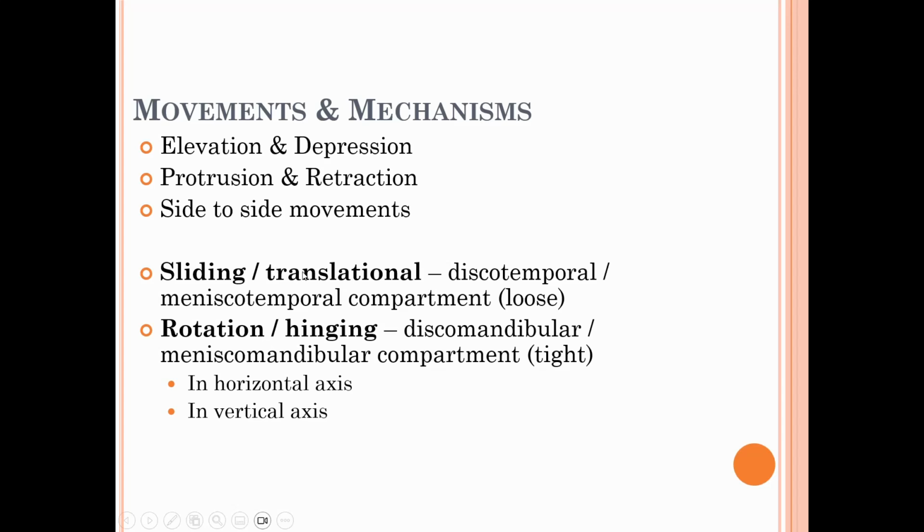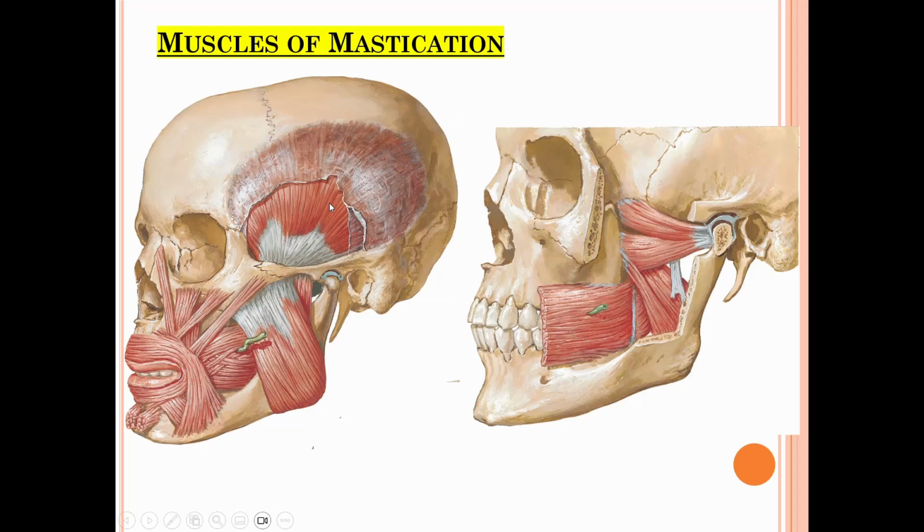Here these are the movements which are happening within the temporomandibular joint, okay. So these are happening within the temporomandibular joint because there are two different cavities because of the articular disc, and these are the movements of the mandible, whether it is going upwards, going downwards, protruding forward or backward, or side to side movement.